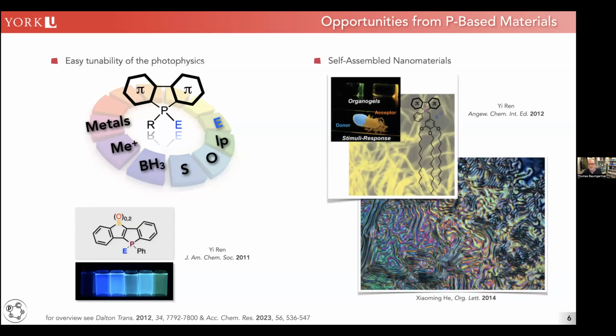I'm not going to talk too much about it, but this is sort of what we do in terms of nanomaterials. So we have some self-assembled fibers here. This is an organogel material and then a liquid crystal material here. So that combines the electronics of our phosphorus-based materials with some ancillary groups that ultimately gives us some nanostructured materials, which could be very important when you apply these things in practical devices.